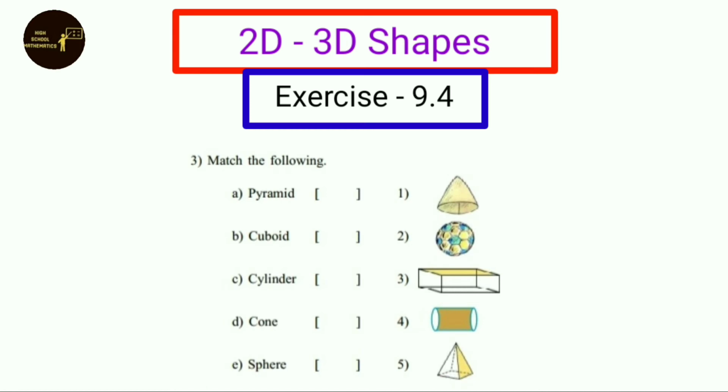See now question number 3, match the following. Pyramid shape is the fifth one, that is square pyramid. Cuboid is the third one. Cylinder is the fourth shape. Cone is the first one and sphere is the second one.